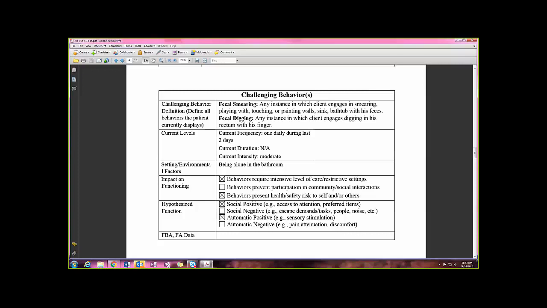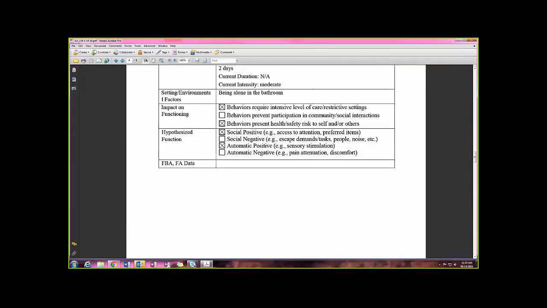Currently, this has happened once daily for the last 3 days, because we had a last instance yesterday. So it's been 3 times. And usually this happens when he's alone in the bathroom, either taking a shower or using the toilet. And this is the, Haley, if you can show the FAST that the parents filled out. This has been recently filled out by the parents.